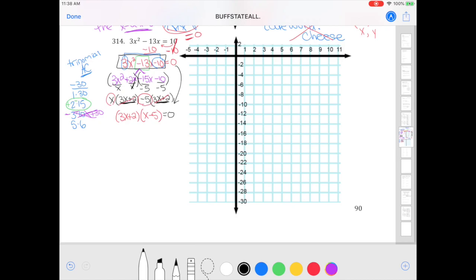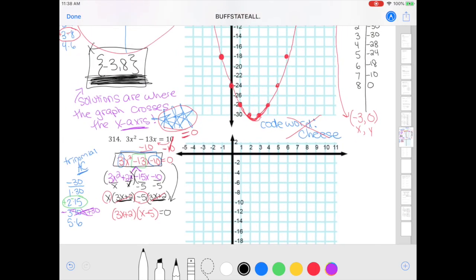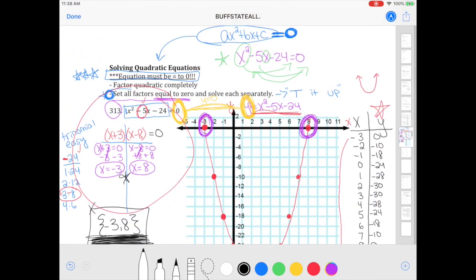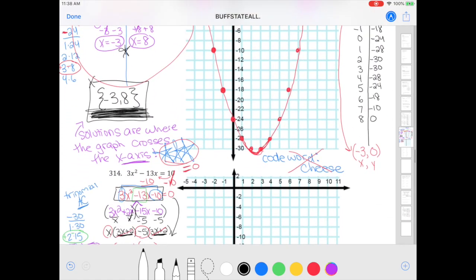If the directions on a test or a quiz said factor, we would be done right now because we've done what we were instructed to and we factored. But the directions for this problem are to solve. So I need to do that next step. This at the bottom right here, tee it up.